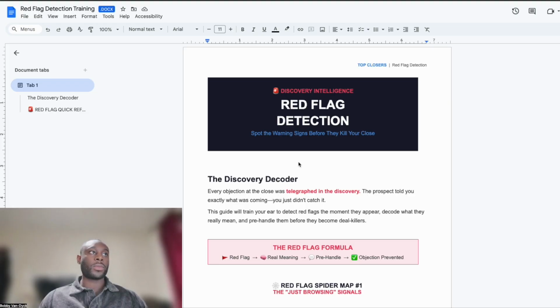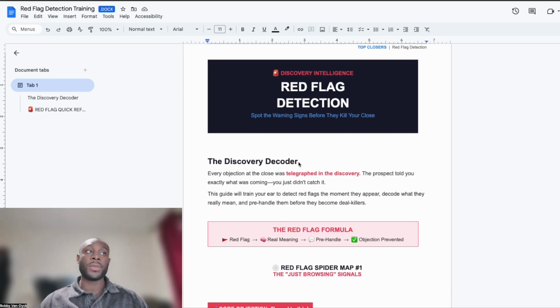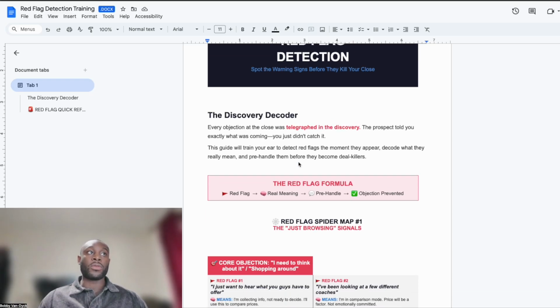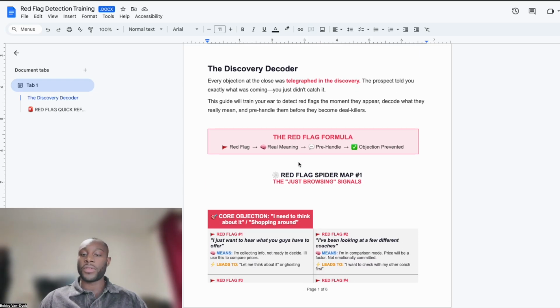So, every objection at the close was telegraphed in discovery. Right? The prospect told you exactly what was coming, you just didn't catch it. So we're going to train your ear to detect red flags the moment they appear, decode what they really mean, and pre-handle them before they become deal killers. Right. So the red flag formula: the red flag, you need to find out the real meaning, pre-handle, prevent the objection.